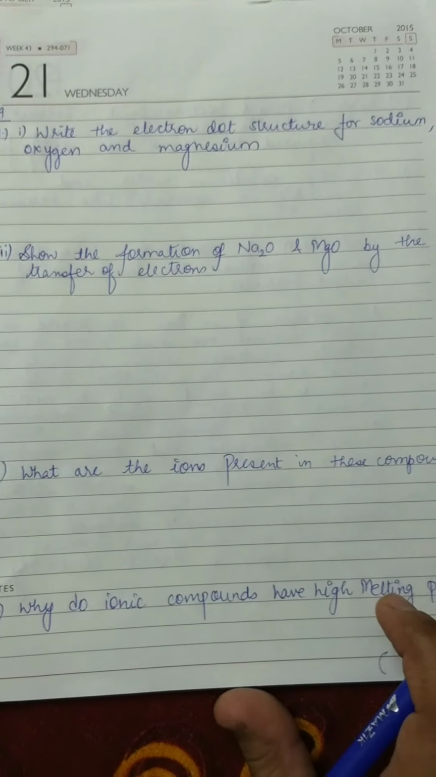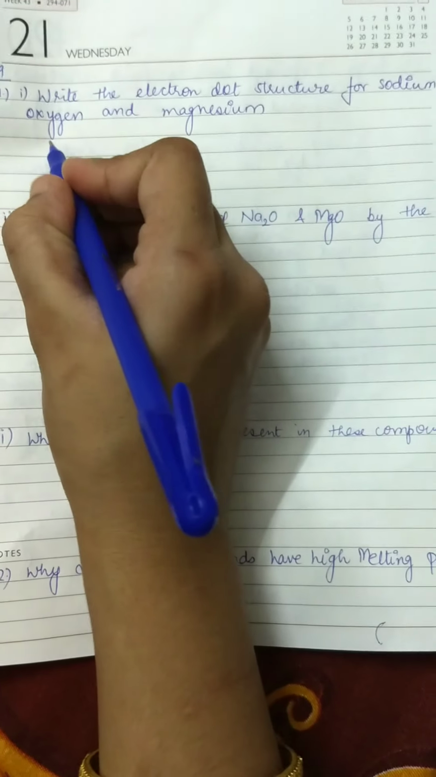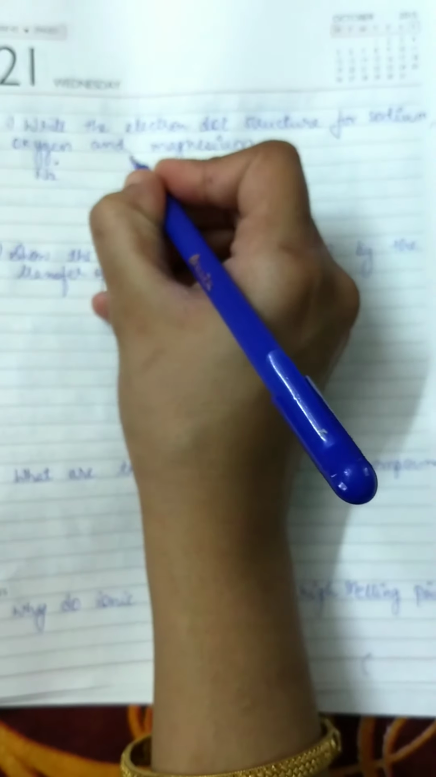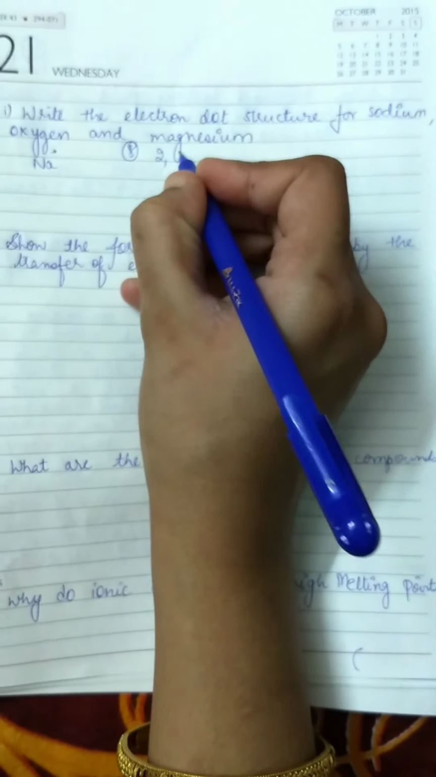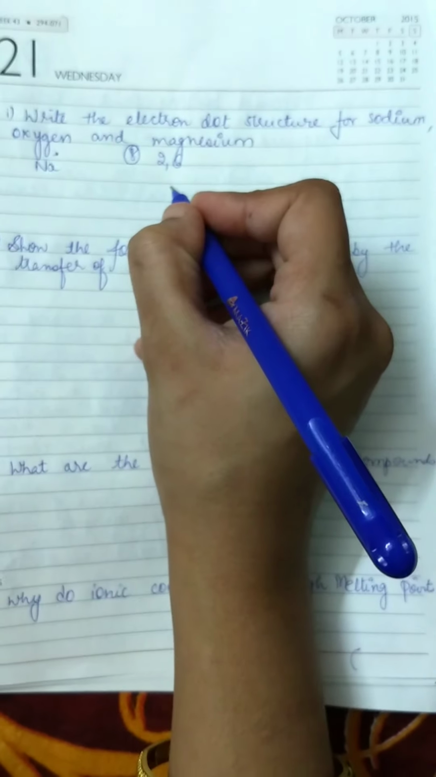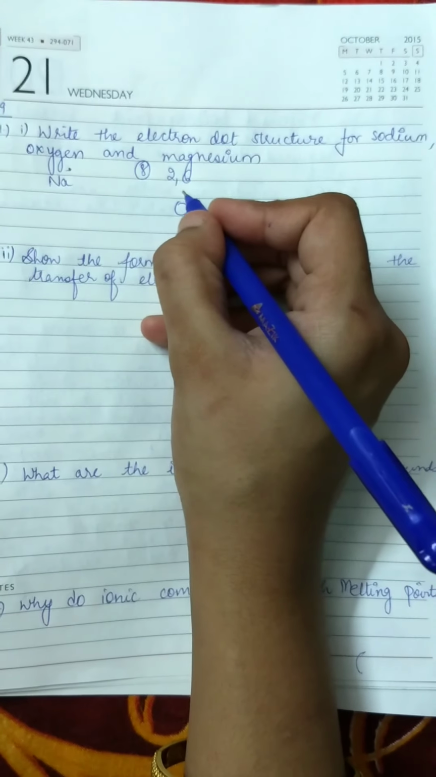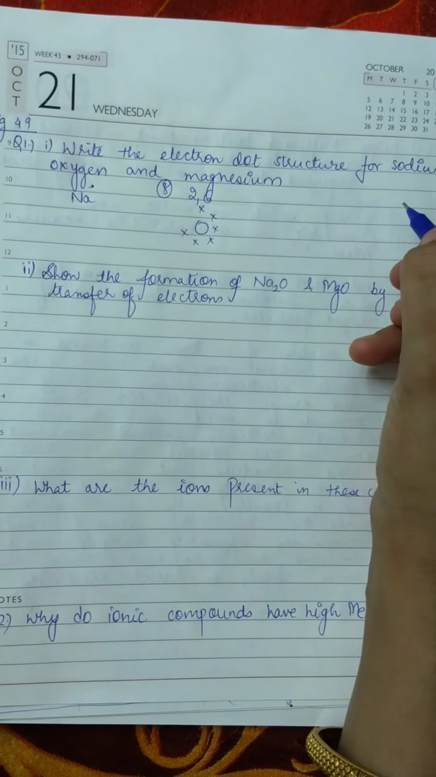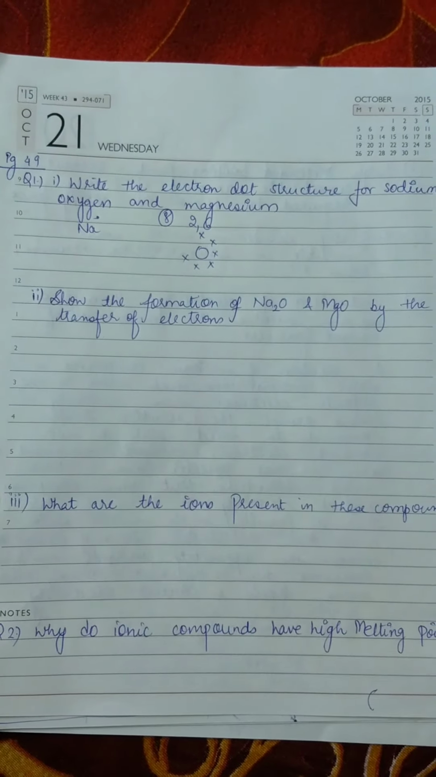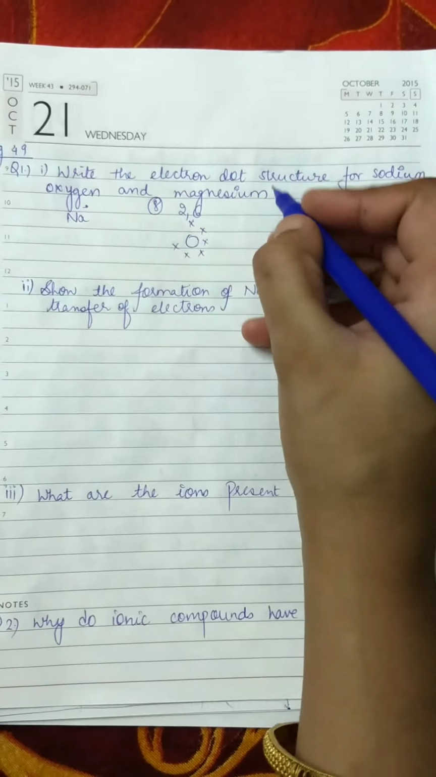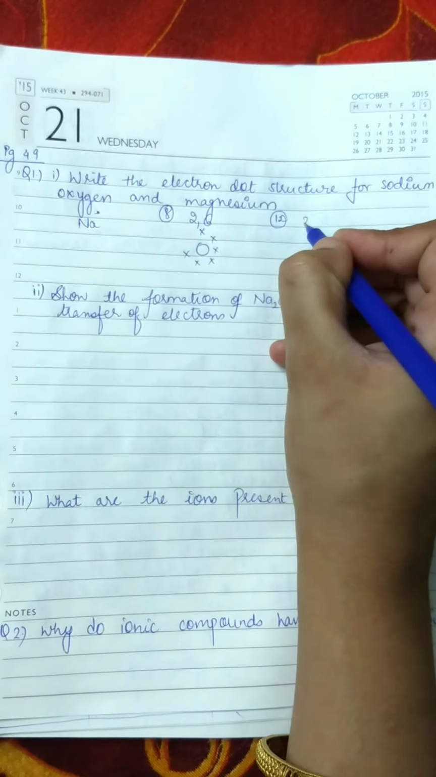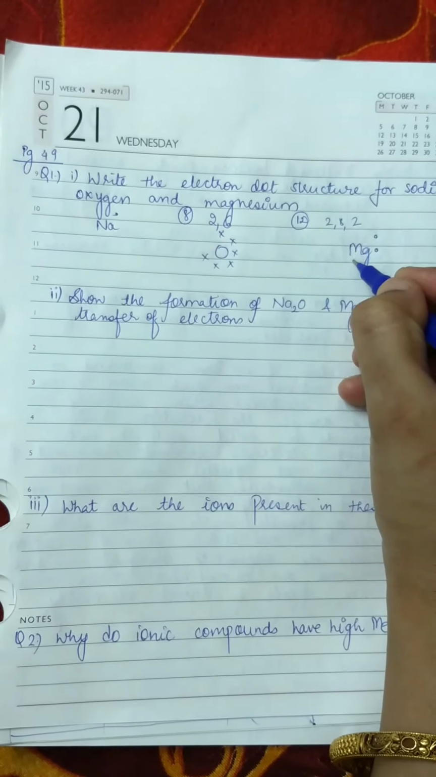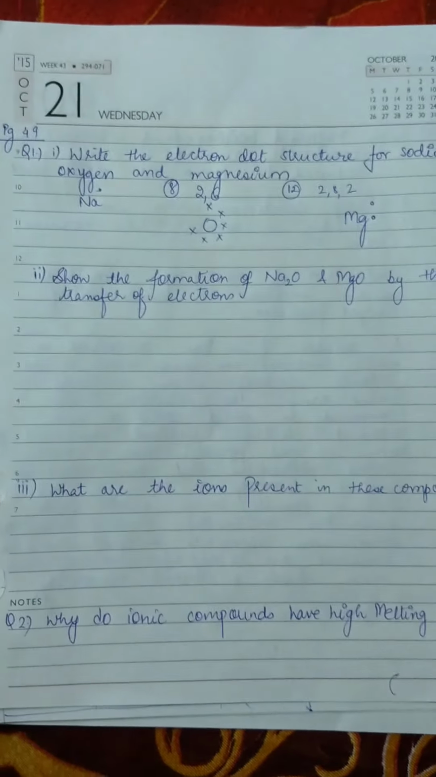So now write the electron dot structure for sodium. Sodium is 2, 8, 1. Oxygen: see, oxygen's atomic number is 8, so the electronic configuration becomes 2, 6. If we have to write the electron dot structure, we'll say O and 6 crosses: 1, 2, 3, 4, 5, 6. This becomes the electron dot structure for oxygen. Now we have magnesium. Magnesium's atomic number is 12, that means 2, 8, 2. So Mg and 2 dots, because the outermost shell has 2 electrons.